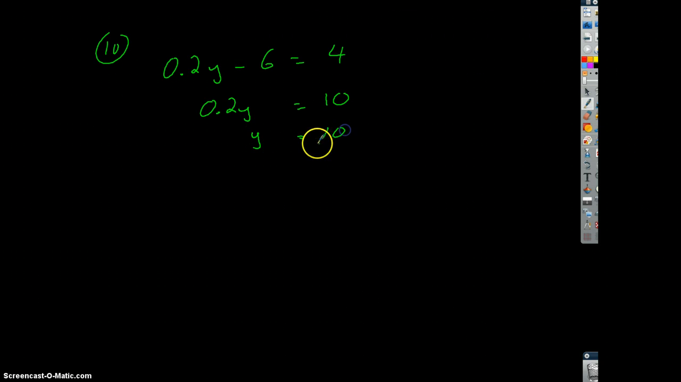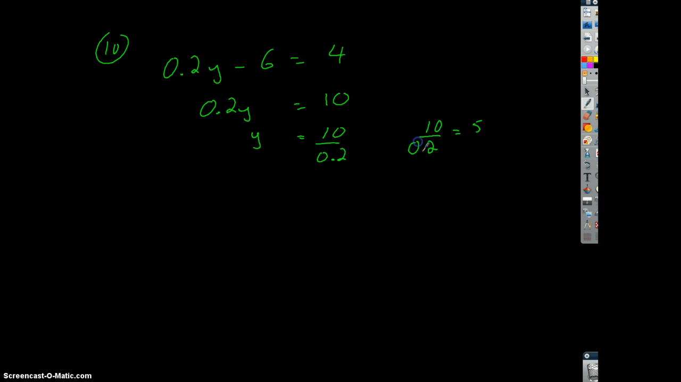Okay, the final question of this section. Okay, why don't we add 6 to both sides? And that gives us 10. As we did in the last question, let's just divide by 0.2. So we get y equals 10 divided by 0.2. Okay, let me remind you, 10 divided by 2 is 5.